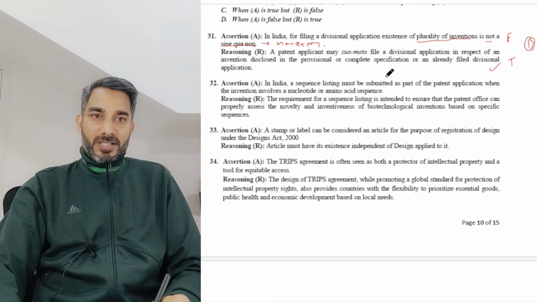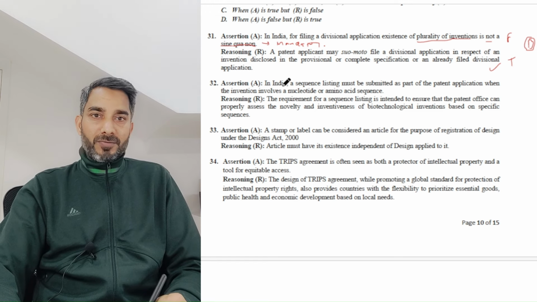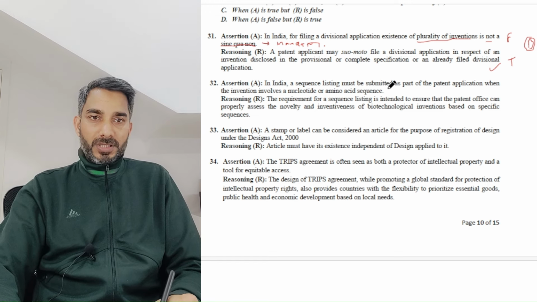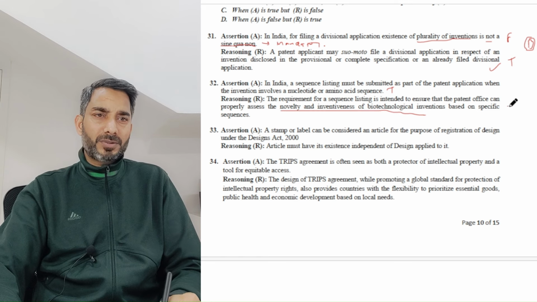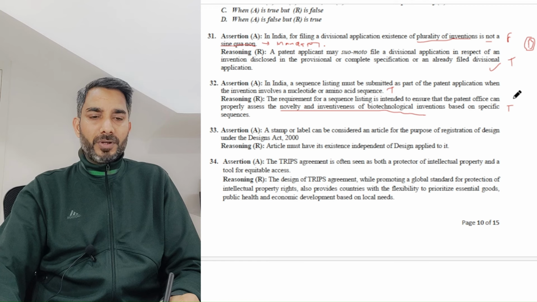In India, a sequence listing must be submitted as part of the patent application when the invention involves a nucleoside or amino acid sequence. Yes, this is true. The requirement for sequence listing is intended to ensure that the patent office can properly assess the novelty and inventiveness of the bio. Yeah, this is also true. And the reasoning is also correct. So for 32, it would be A.